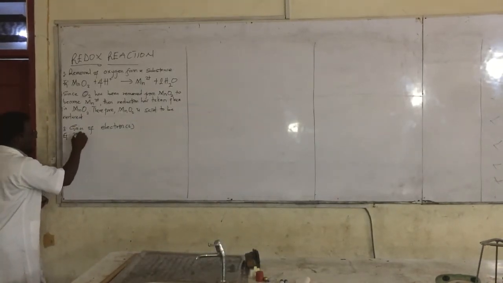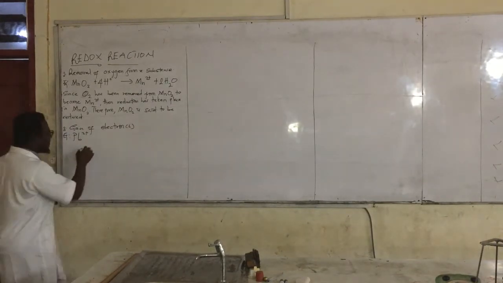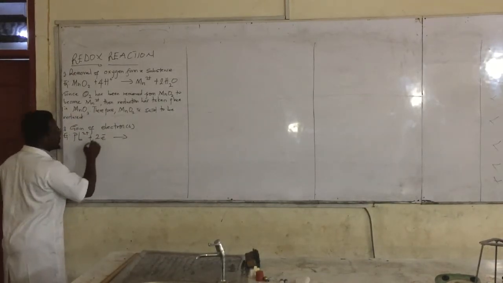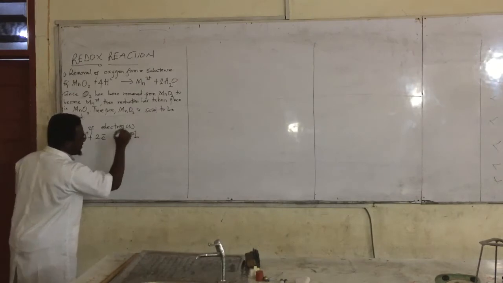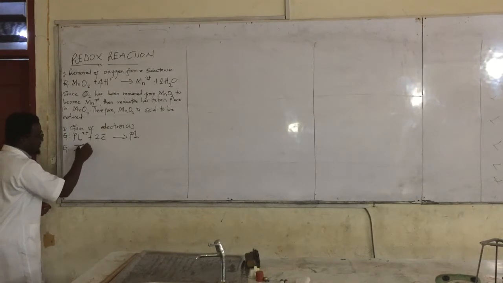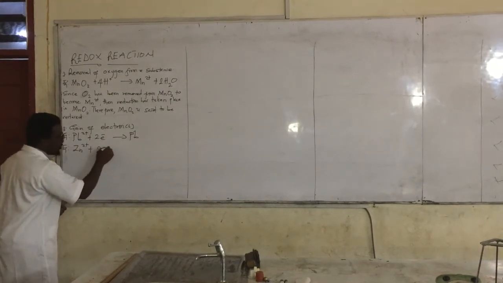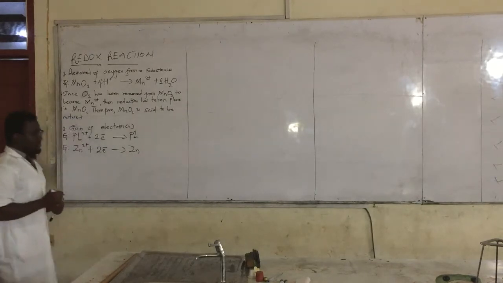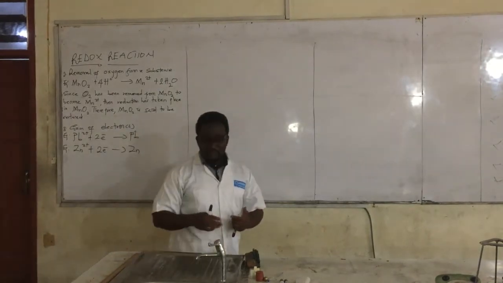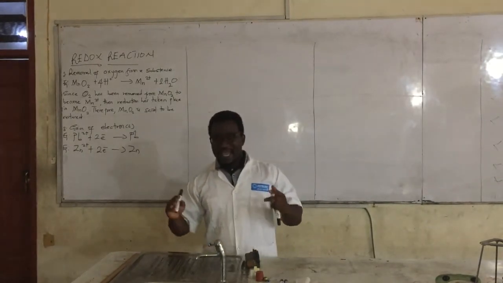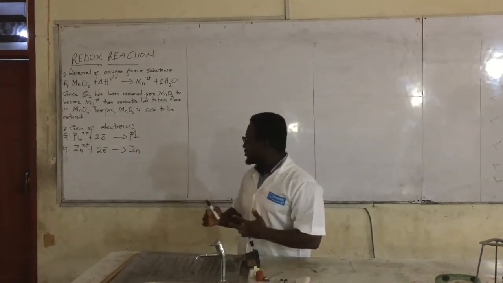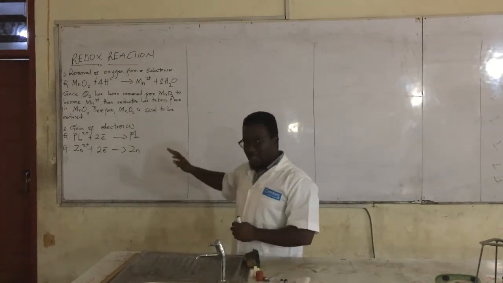We have Pb2+ gaining 2 electrons to become Pb. Another example is zinc: Zn2+ also gained 2 electrons to produce zinc in this manner. Now, under the gain of electrons, there is one thing specific here. We add electrons to the left-hand side of the equation for the gain of electrons.